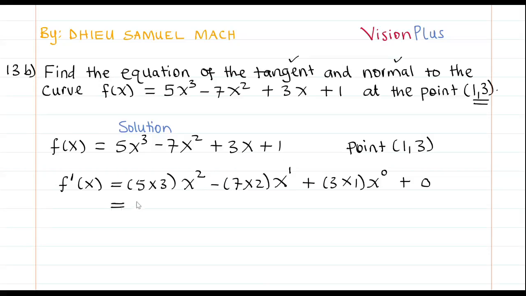And then here we simplify. We shall get 15x squared minus 14x plus 3, because x to the power 0 is 1, and 1 times 3 is 3. So this is the derivative of that given function.